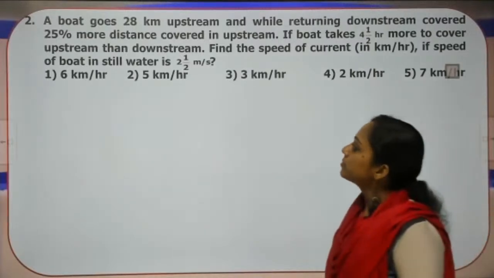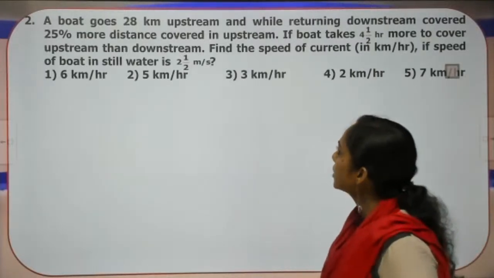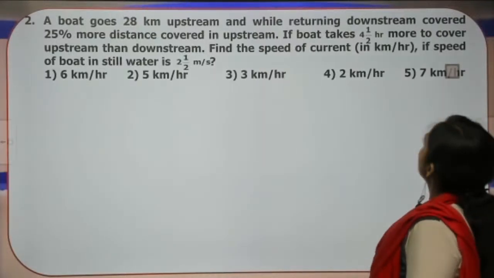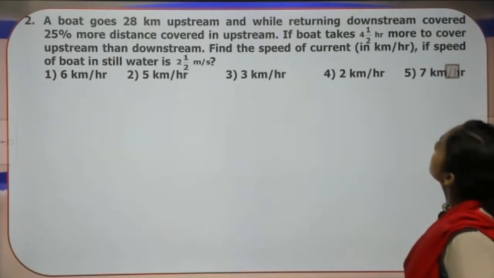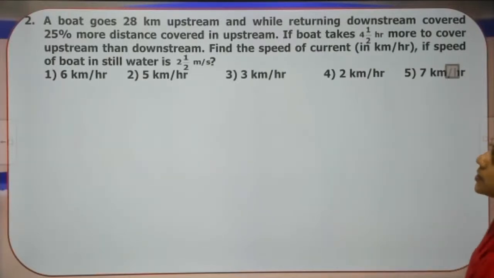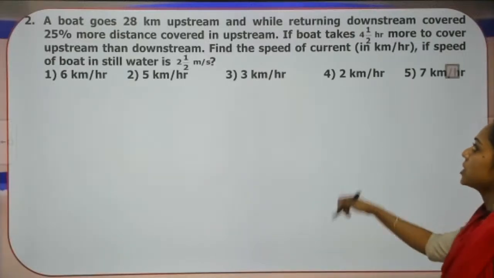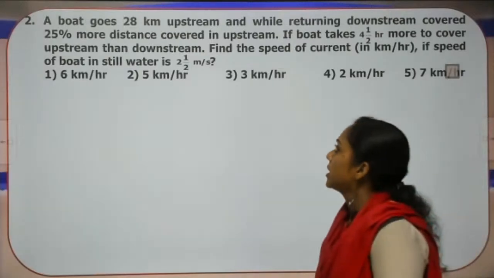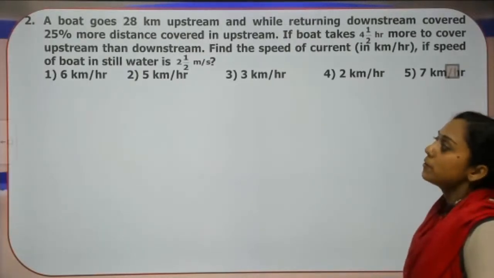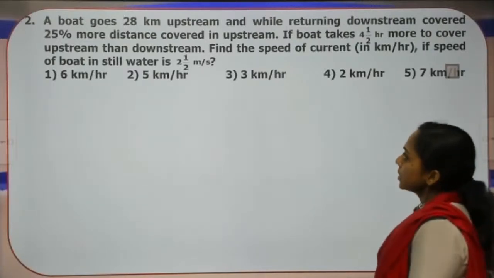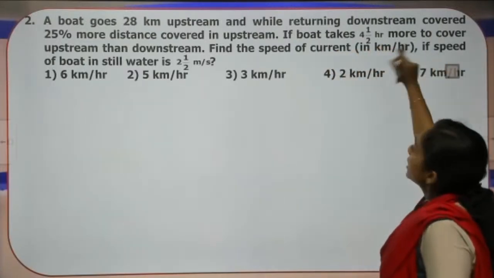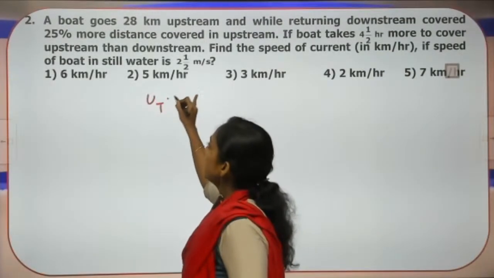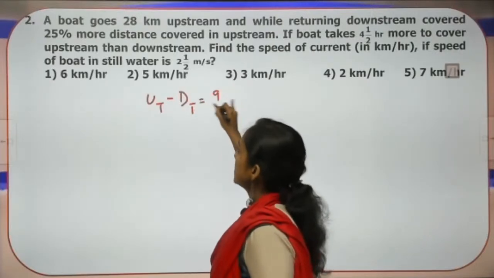Question number 2. A boat goes 28 km upstream and while returning downstream covered 25% more distance than that covered in upstream. If the boat takes 4.5 hours more to cover upstream than downstream, find the speed of the current, if the speed of the boat in still water is 2.5 meter per second. So what is given here? Upstream time minus downstream time is given as 4.5, that is 9/2.